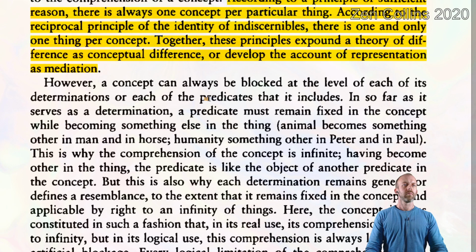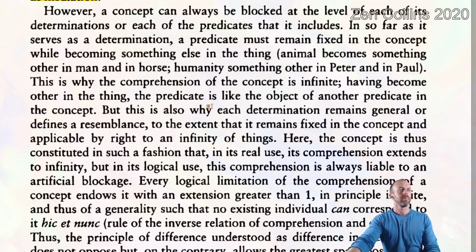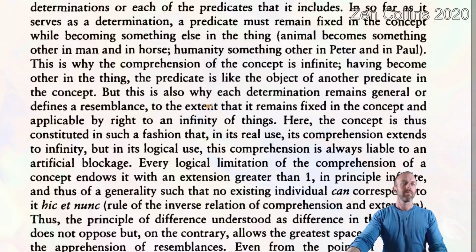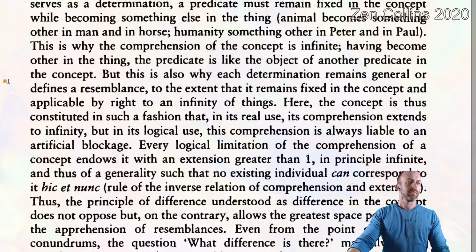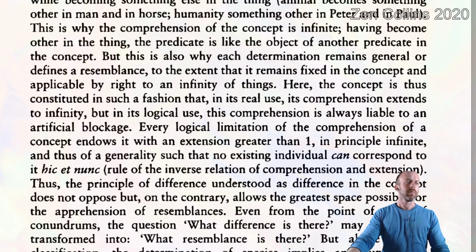However, a concept can always be blocked at the level of each of its determinations or each of the predicates that it includes, insofar as it serves as a determination. A predicate must remain fixed in the concept while becoming something else in the thing. Animal becomes something other in man and in horse, humanity something other in Peter and in Paul. This is why the comprehension of the concept is infinite, having become other in the thing. The predicate is like the object of another predicate in the concept. But this is also why each determination remains general or defines a resemblance, to the extent that it remains fixed in the concept and applicable by right to an infinity of things.